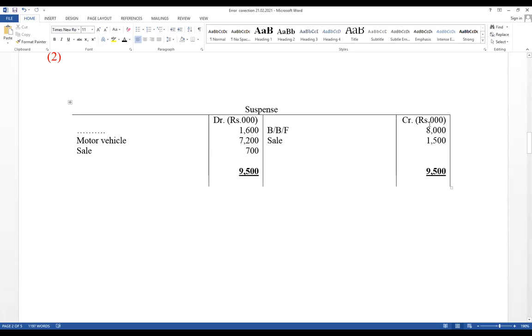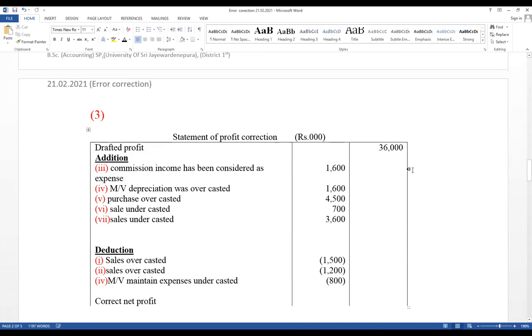There were errors. After correcting the above errors, the suspense account should be closed. There is no balance. Both sides should be equal. Right? Then profit correction. Profit is already calculated, but errors relevant to income and expense therefore affect profit also. Therefore, think about the correct profit.